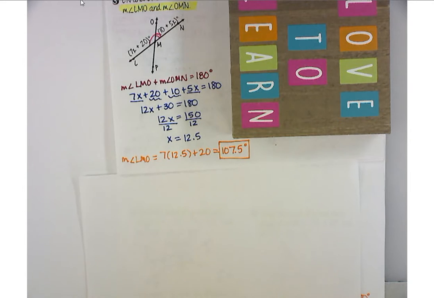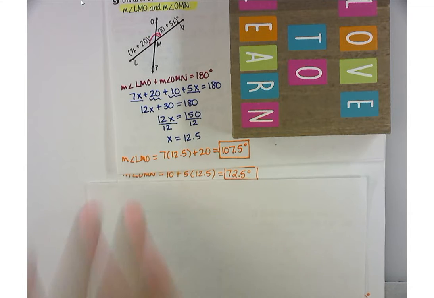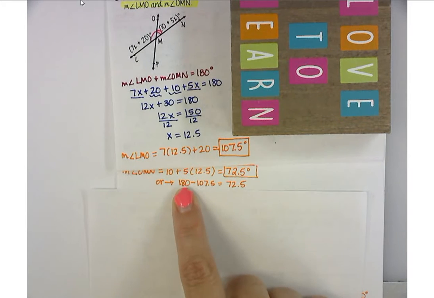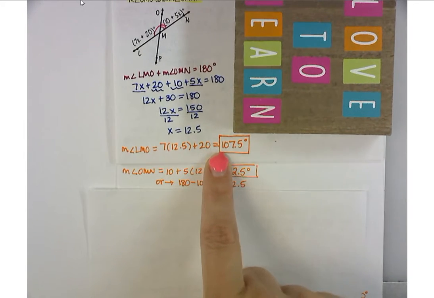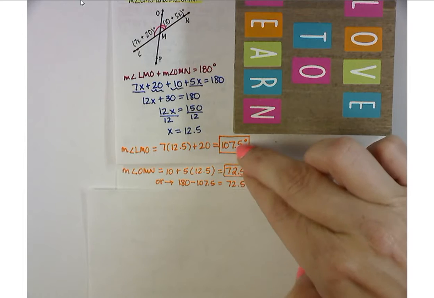And if you were doing this on a test or a quiz, I would actually just double check both methods. So you can use substitution. For OMN, it would be 10 plus 5 multiplied by x, and you'd get 72.5. But we also know that together they're going to be 180. So if you just did 180 minus 107.5 to get the 72.5, that's perfectly fine. You do want to double check that those both add up to 180.